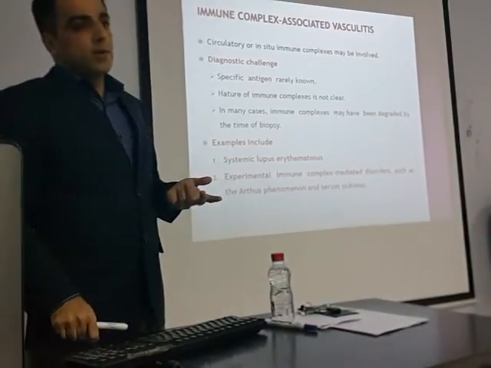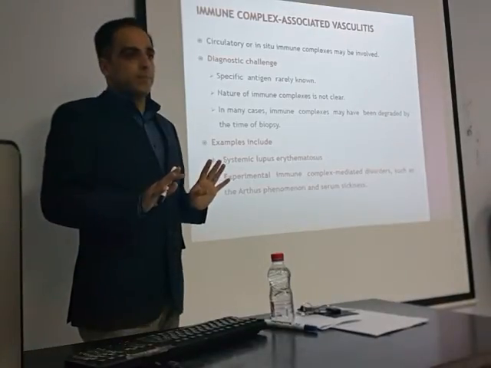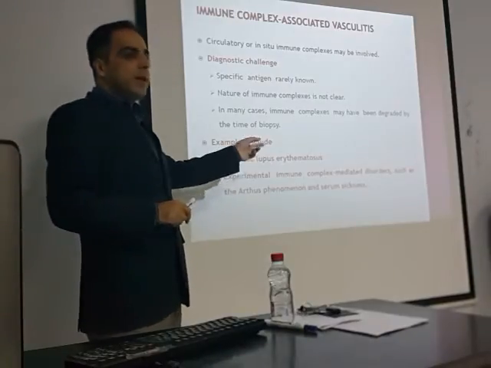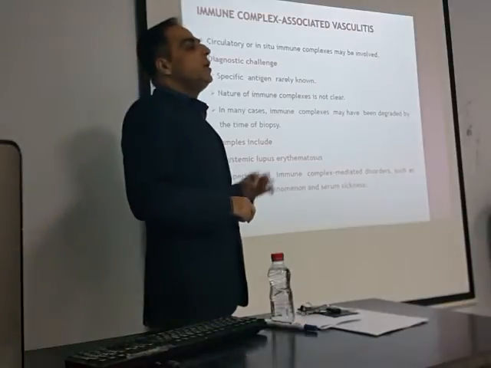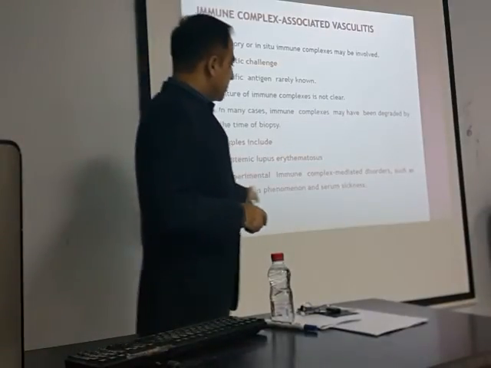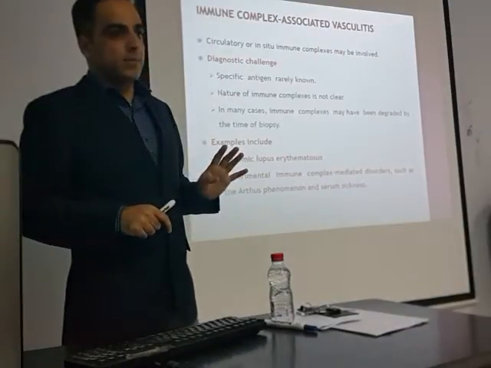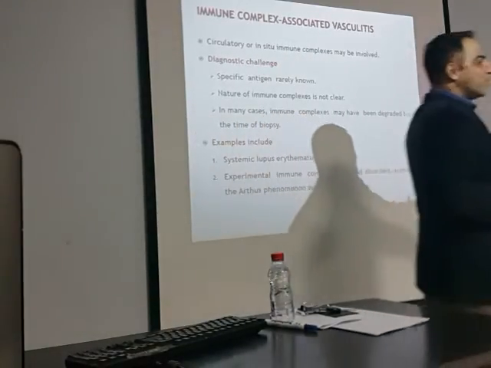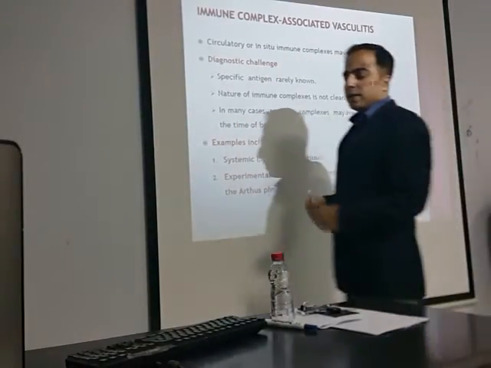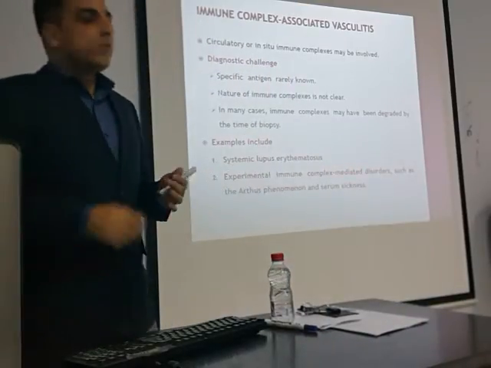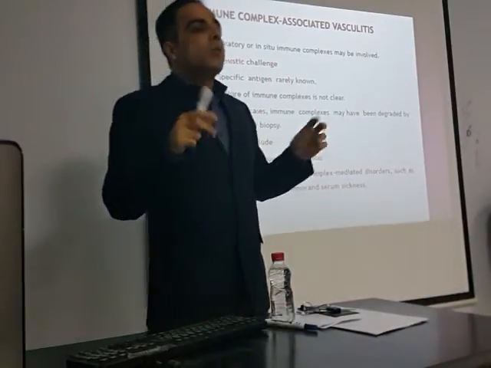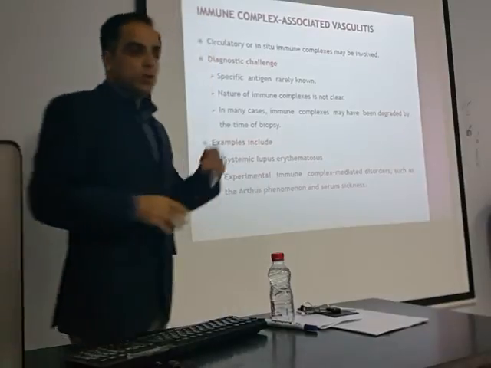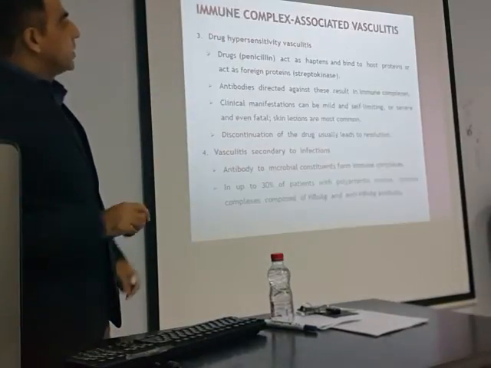And what are the examples of immune-mediated vasculitis? One is SLE, a type 3 hypersensitivity. Second, in experimental animals, we induce immune complex disease, known as Arthus phenomenon and serum sickness. This is for studying purposes, how the immune complexes are formed and how they attack the body. This is an experimental model, and it is also an example of immune complex mediated vasculitis. When you form the immune complex in the experiment, they attack the vessels of the experimental animal.